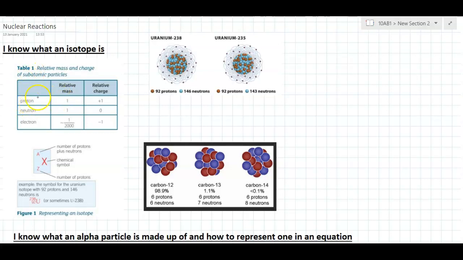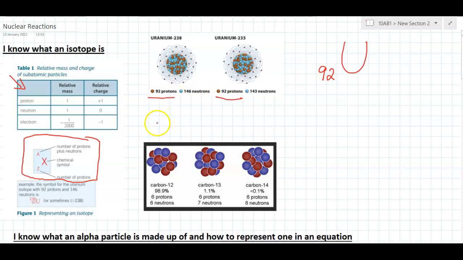Right, first bit is things that you should know. So we should be happy with this table here showing the comparison between the subatomic particles that you need to know about, so protons, neutrons and electrons, and we can apply that information here to how symbols appear on the periodic table. Okay, so we've got a mass number and a proton number or an atomic number. So if we're looking on the periodic table, for example, at uranium, uranium is uranium because it has an atomic number of 92.